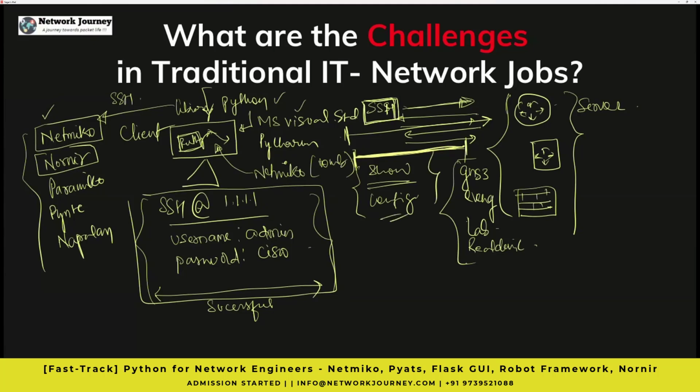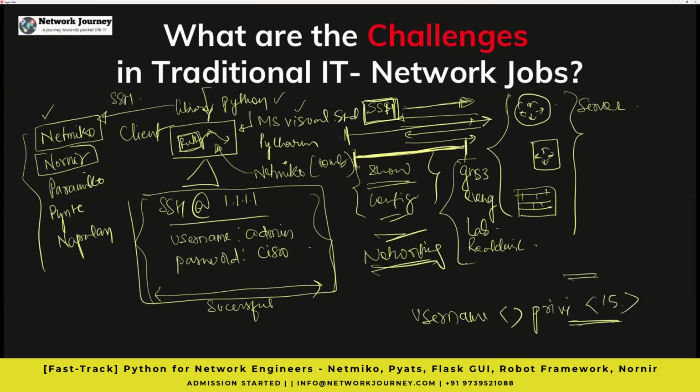This is all a networking topic, nothing to do with automation. While you create your username, you might have seen that you put something called privilege. If you keep privilege 15, you are an admin. That's the highest privilege. You have all the read and write.